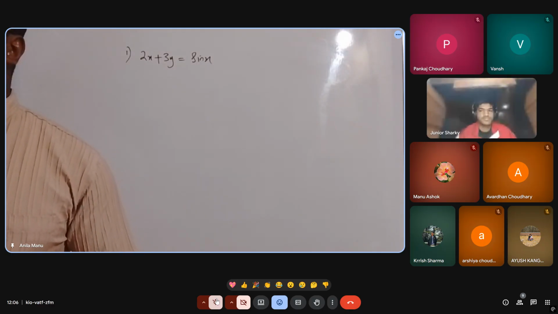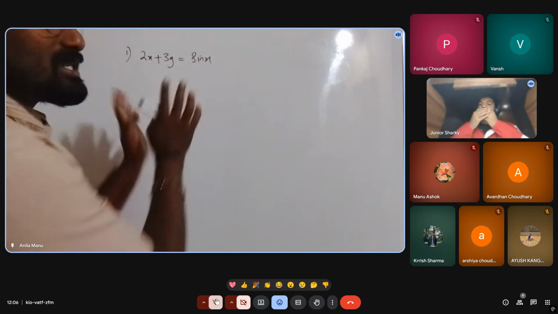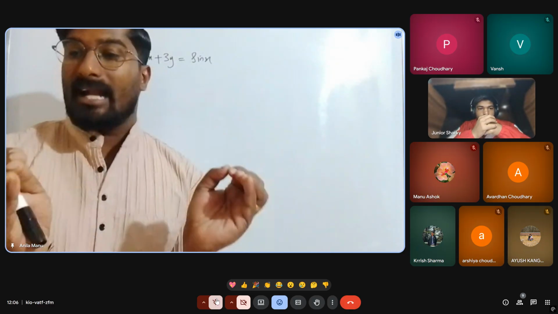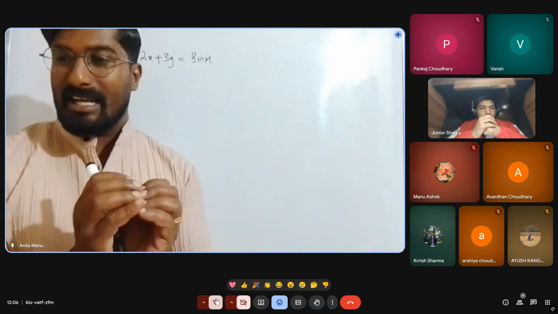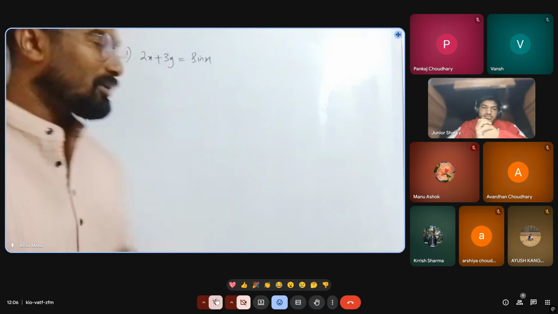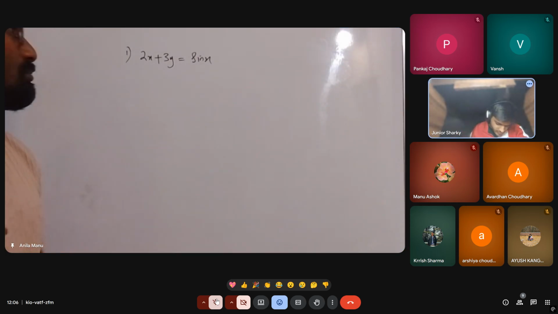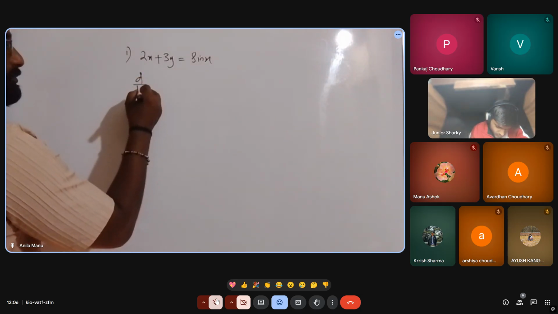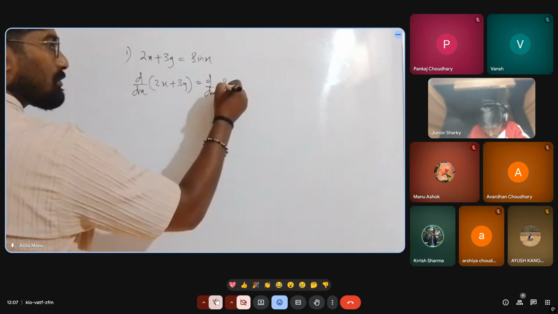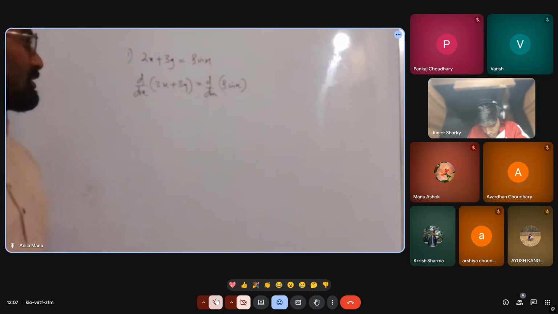So how do we find the derivative of an implicit function? To find the derivative of an implicit function, we have to differentiate both sides with respect to x. That is the only difference. Differentiate both sides with respect to x.